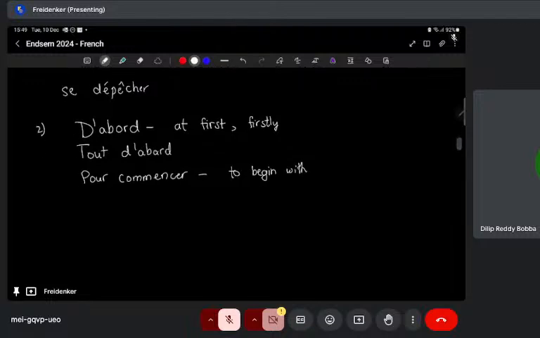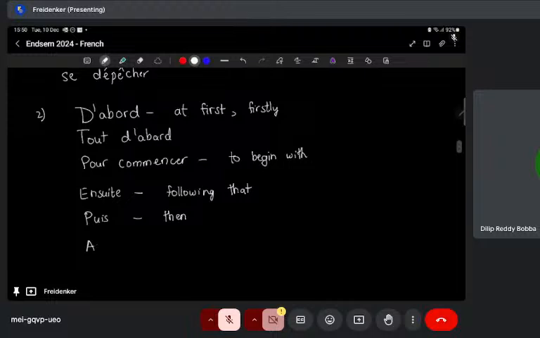And you have other connectors like ensuite. Ensuite means following, or following that, like after that, or afterwards. Ensuite is following, like after something. And puis means then. And après is after. Avant is before. So you have all these connectors.